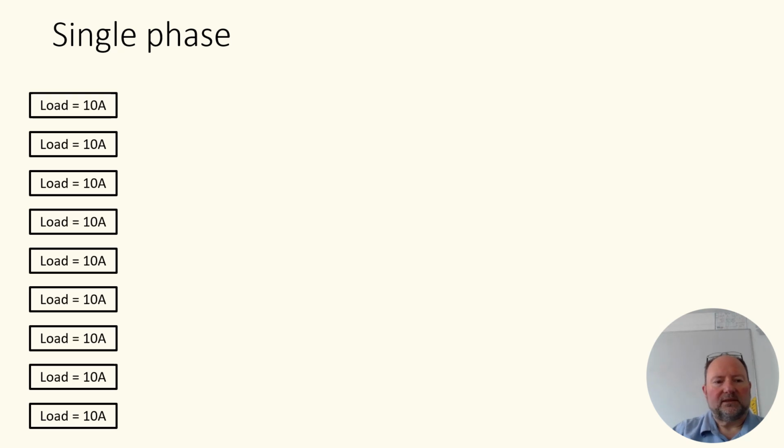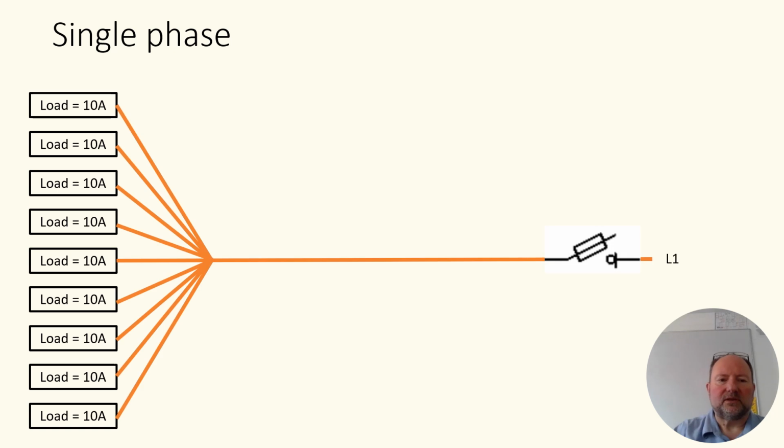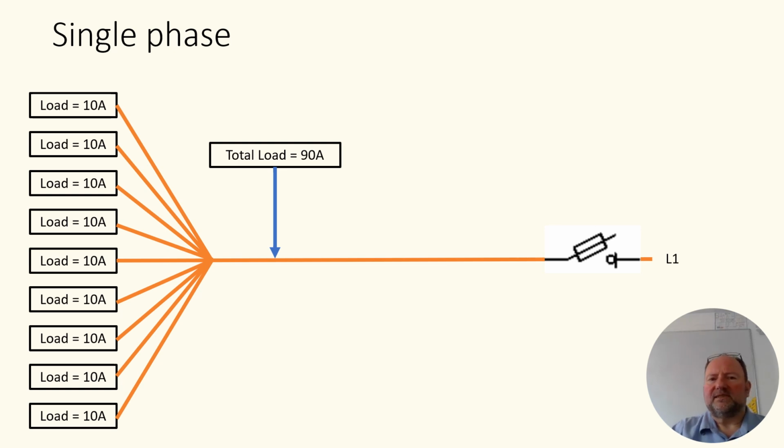I want you to imagine then that I've got 9 10 amp single phase loads, and I've got for the minute just a single phase supply, and I'm going to connect all of those loads to one single phase supply. Now, as you can imagine then, the current being taken by the line conductor is going to be the sum of all of these. So as I've got 9 10 amp loads, then it doesn't take a mathematician to work out the total load on that conductor would be about 90 amps.